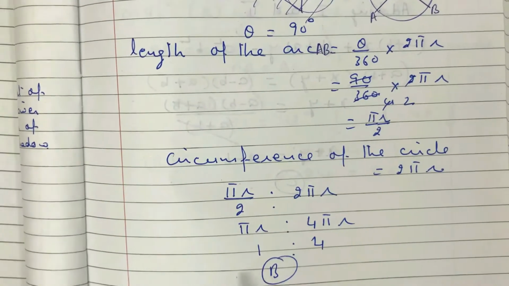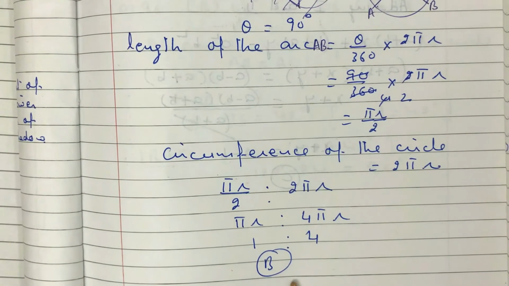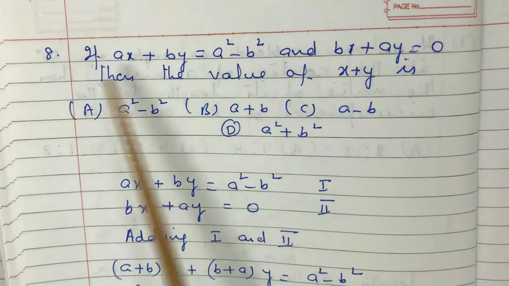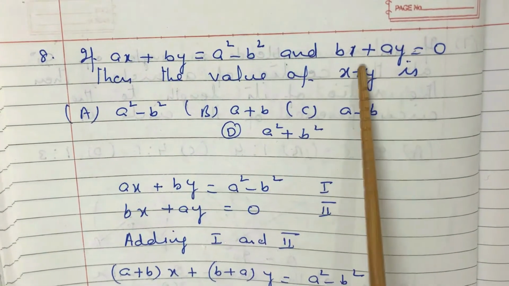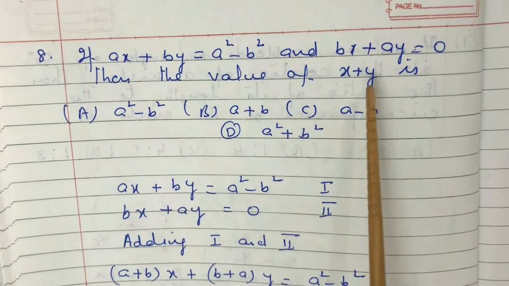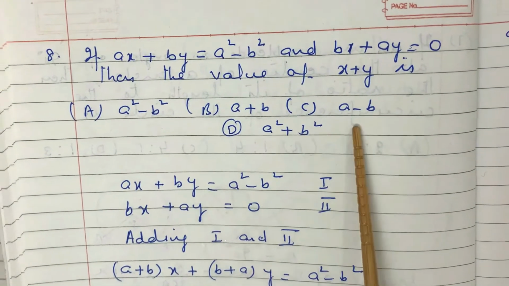Find the ratio. It will come out to be 1:4. So B is the option. Now the 8th question. If ax plus by is equal to a square minus b square and bx plus ay is equal to 0, then the value of x plus y is, there are 4 options.